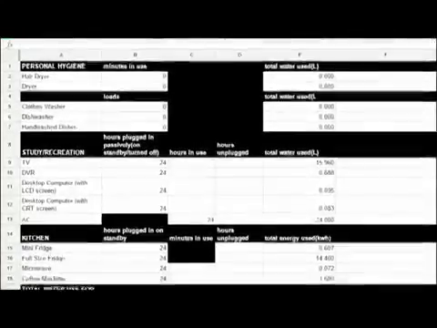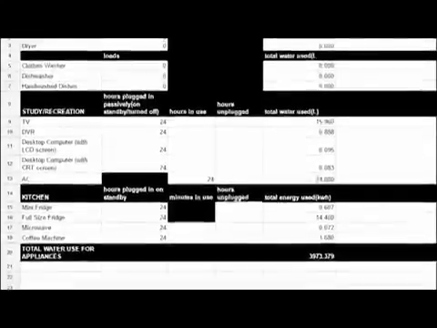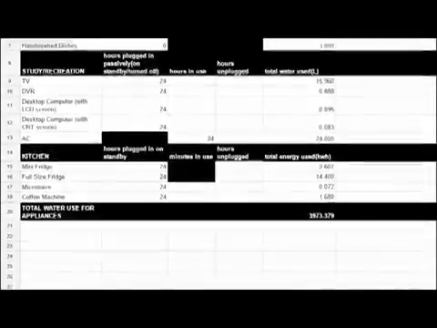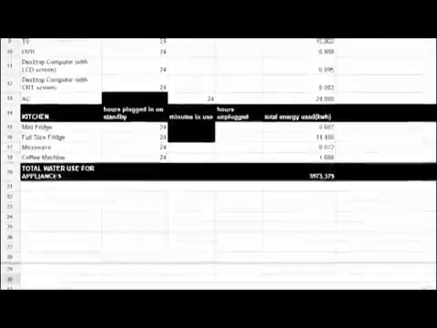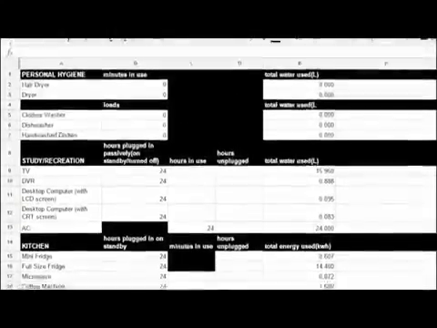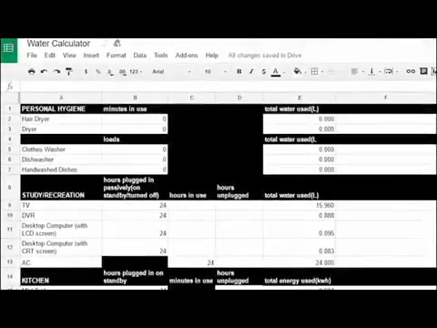Our water calculator measures daily water usage of an average college student by including water usage activities that he or she would engage in. We use an Excel spreadsheet, which is straightforward, easy to use, and allows us to track which activities produce a higher water usage.